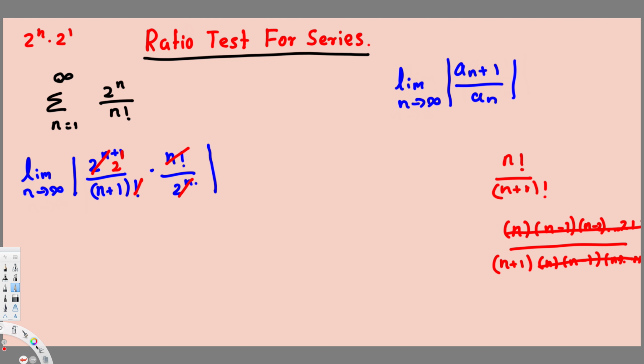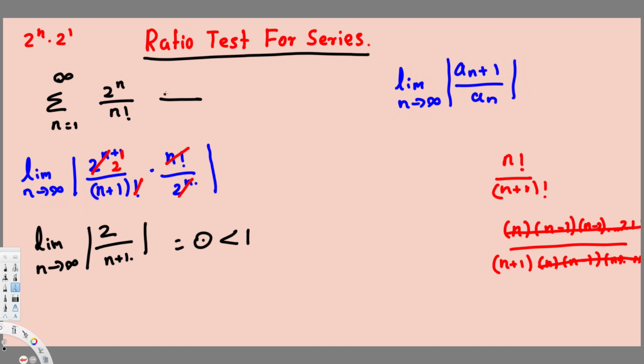And finally we end up with the limit as n approaches infinity of 2 over n plus 1. You can see this is going to be 2 over infinity if you apply the limit, if you apply infinity for the n value. So this is 2 over infinity, which is equal to 0. And as we discussed before, if it's less than 1, this is convergent. So this is a convergent series because this is less than 1. So we can conclude this is a convergent series.